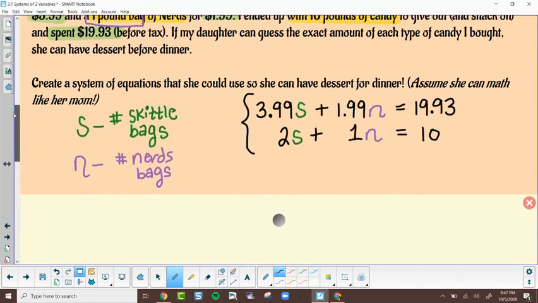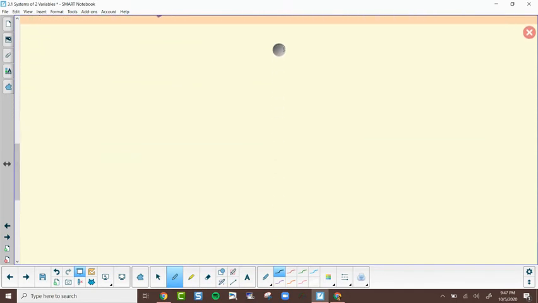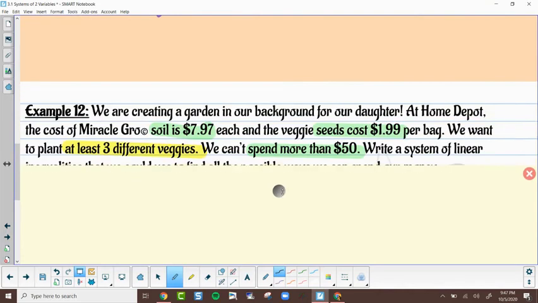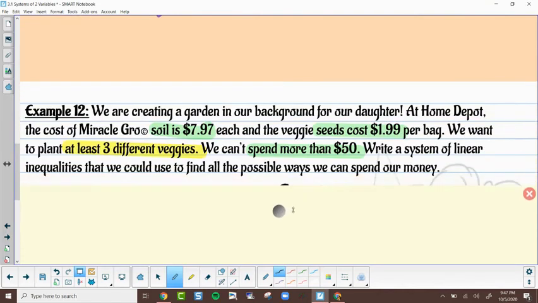All right, I'm going to give you a chance to try the last one on your own and hit play when you're ready. This one is dealing with my daughter trying to build a garden, and I highlighted some keywords to help you. All right, welcome back.